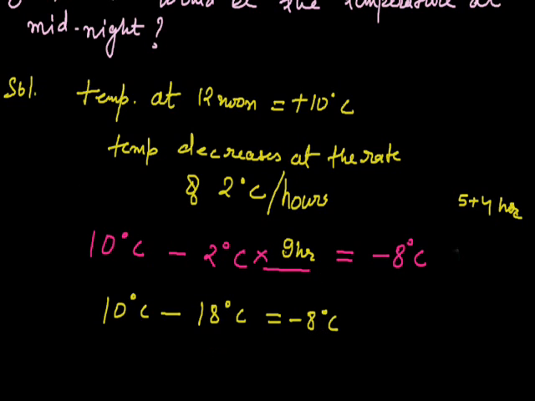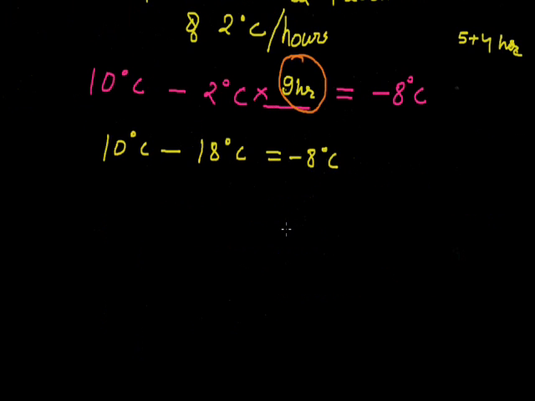So the answer to this question, how much time will it take for the temperature to get to 8 degrees centigrade below 0, is 9 hours. So after 9 hours the temperature will be minus 8 degrees centigrade. So the time when the temperature will be minus 8 degrees centigrade will be 9 p.m. 9 hours after 12 noon will be equal to 9 p.m.